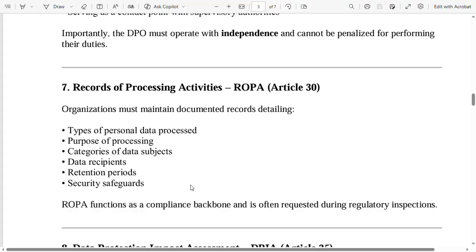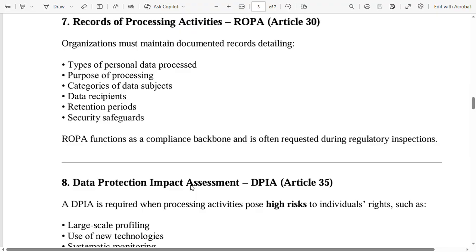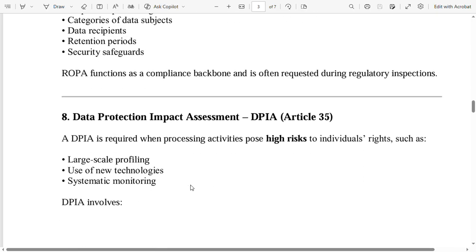Seventh, records of processing activities, ROPA. Article 30. Organizations must maintain documented records detailing types of personal data processed, purpose of processing, categories of data subjects, data recipients, retention periods, security safeguards. ROPA functions as a compliance backbone and is often requested during regulatory inspections.